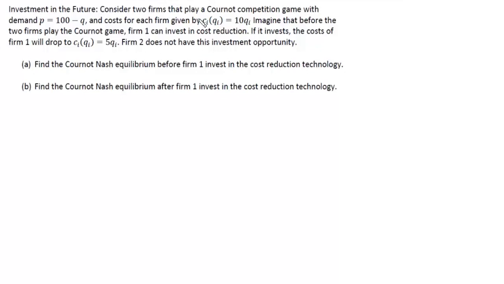Now another question is, consider two firms that play a Cournot's competition game with demand P equals 100 minus Q, and the cost for each firm is given by 10 Qi. Imagine that before the two firms play the Cournot's game, firm 1 can invest in cost reduction.